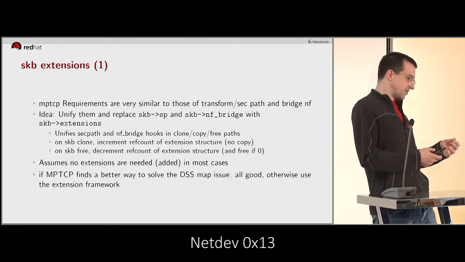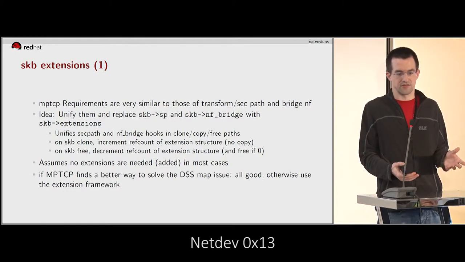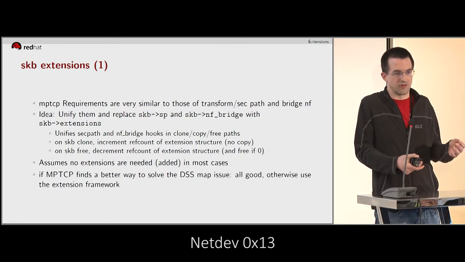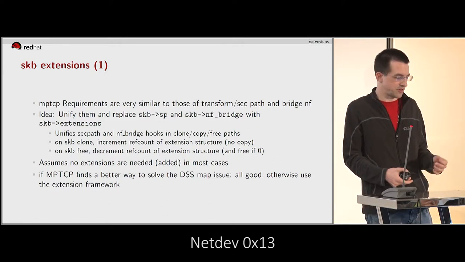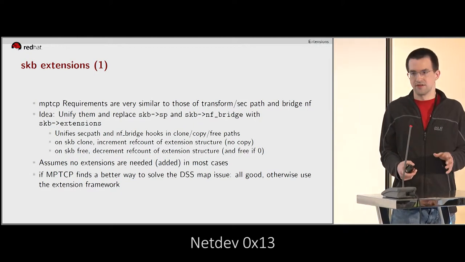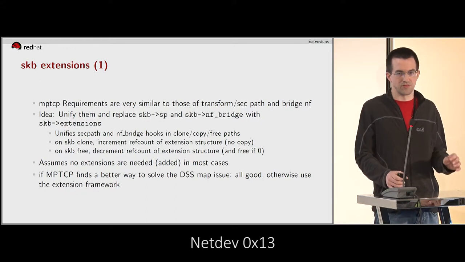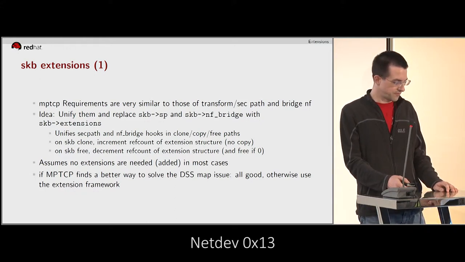In case MPTCP, because it's not yet upstream, would find another solution that doesn't need these extensions, then all is good, because we already were able to unify the two existing use cases we have. So this is not just for MPTCP. It will be fine if MPTCP can come up with a different solution.